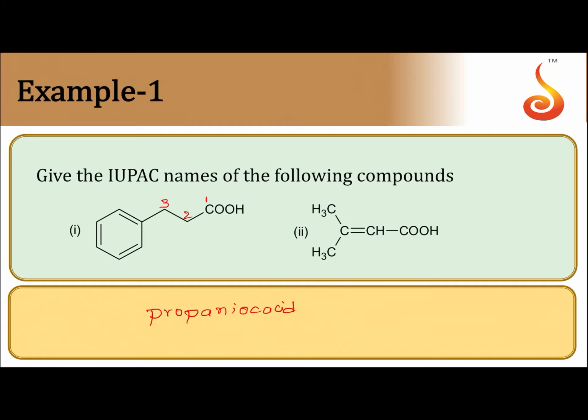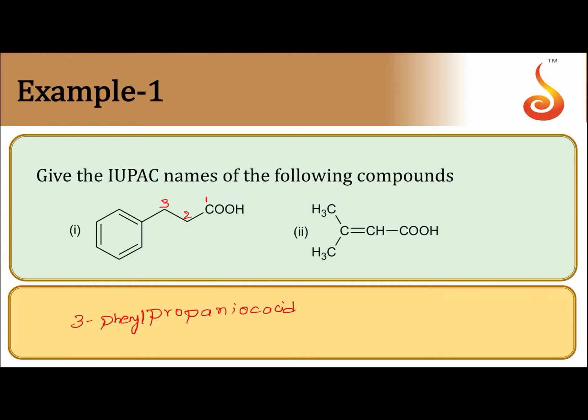But what is there on the third carbon atom? Phenyl group is there. So the name of the compound is 3-phenyl propanoic acid. The name of the compound is 3-phenyl propanoic acid.